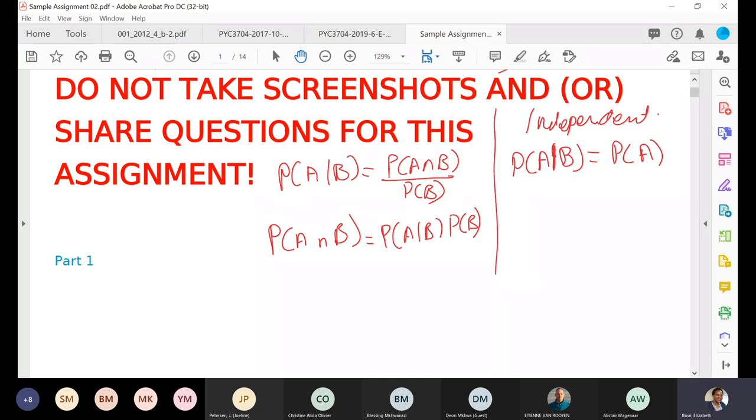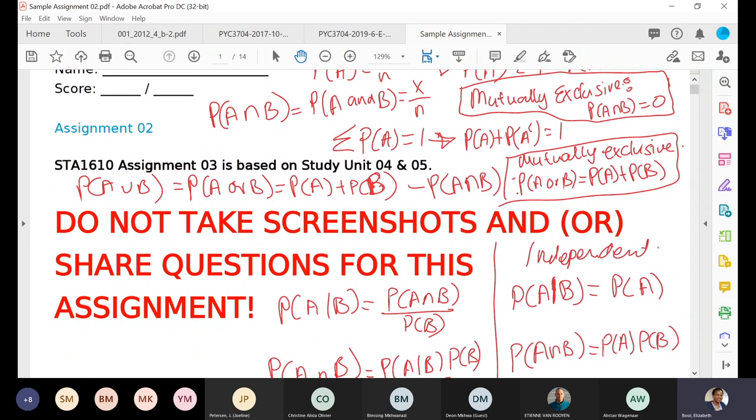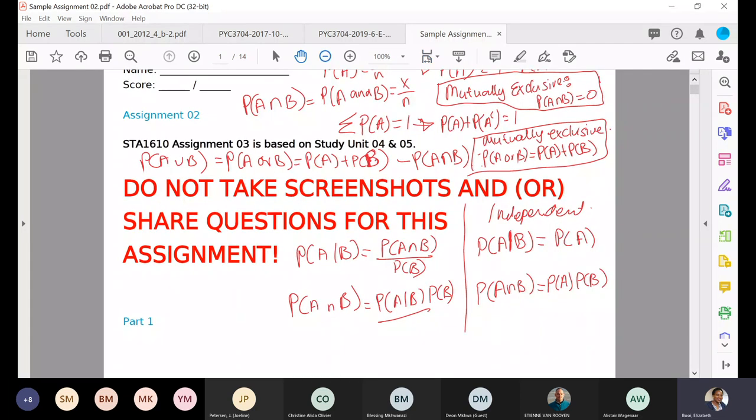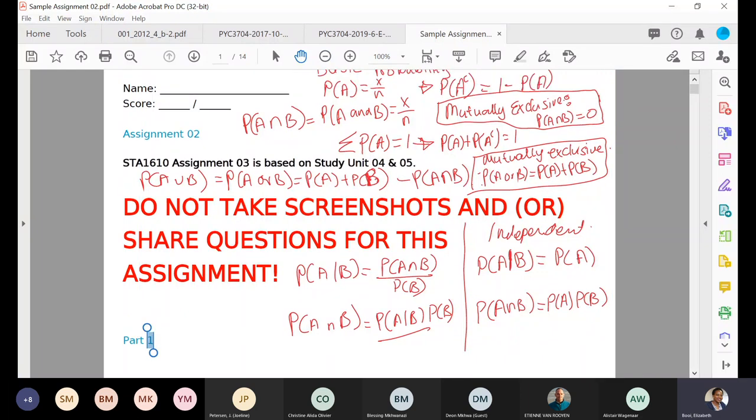For independent events, that multiplication rule, the probability of A and B will be given by, because we know that for independent events, the conditional probability of A given B is the same as the probability of A. Therefore, the probability of A and B will be the probability of A times the probability of B. That is only if and only if your events are independent. So it means you need to read your question carefully and understand what you are given in relation to your probabilities. So let's recap for the last time.